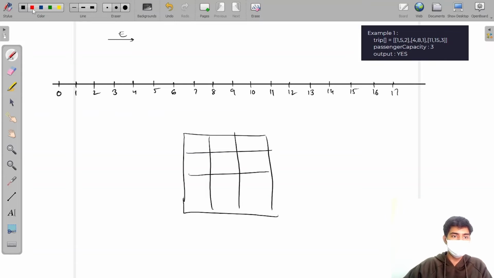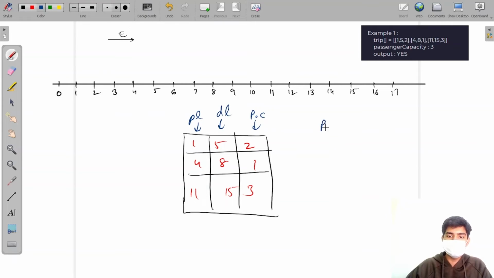We have 1 5 2, we have 4 8 1, and we have 11 15 and 3, right? Here, this is representing my pickup location, this is representing my drop off location, and this is representing my passenger count, right? And my passenger capacity is 3 for this case. I'm talking about the first example. So now these are my trips: this is my trip 1, this is my trip 2, this is my trip 3.